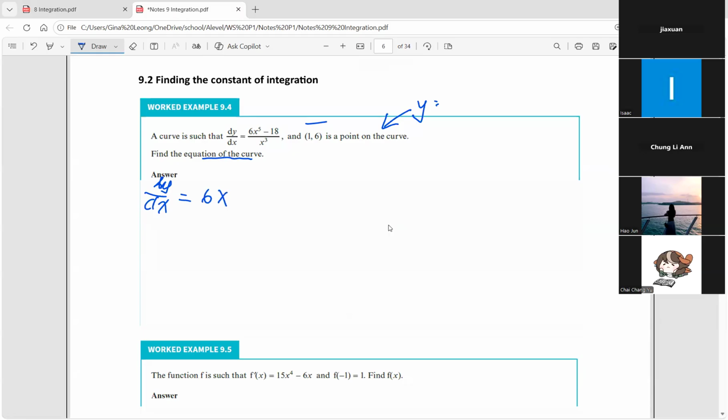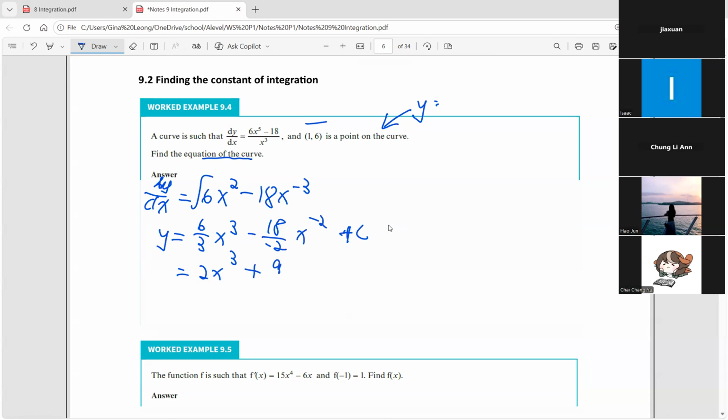So 6x, the x power 3 given to everybody. Then you will get like this. After that, I need to integrate it, and I will get my y. So my y will be 6 divided by 3 x cubed minus, this one is 18 minus 2, so minus 2 plus c. We have the plus c here. Simplified, I get 2x cubed plus 9 over x squared plus c.